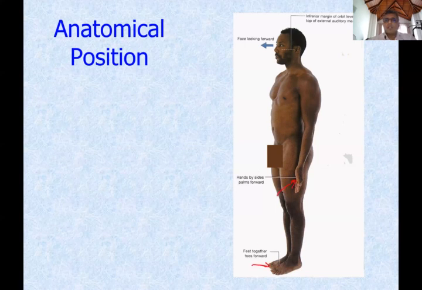Palms facing forward, and eyes in the horizontal plane. His chin is also in the horizontal plane like this. So this is called the anatomical position. All the discussions are based on this position.